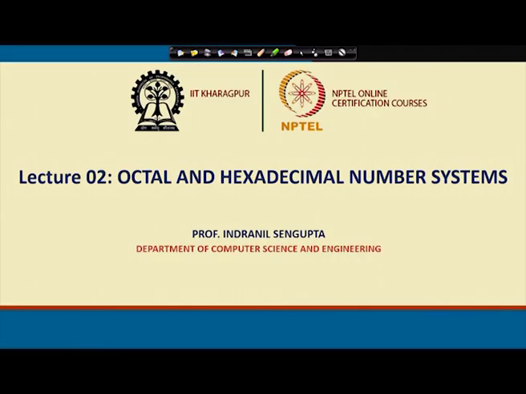So, these octal and hexadecimal numbers are, in a sense, a compact way of representing binary numbers. That is one way you can look at it. Of course, they are separate number systems in their own right, but their main use is to represent binary numbers in a compact way. Okay? Let us start with this motivation.